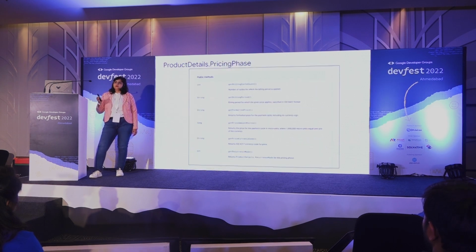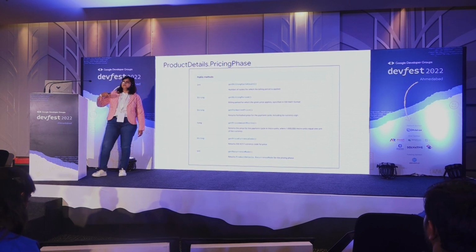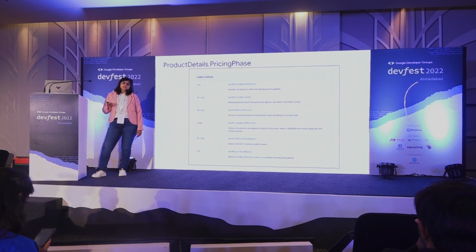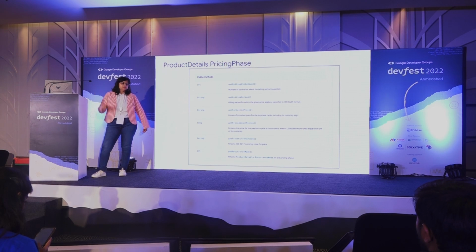Pricing phases again come under offers. Each offer's pricing phases have the billing cycle count for how many billing cycles your pricing phase is going to be rolled out, and the billing period, let's say monthly or yearly. Formatted price is the price as per the region. So for example, if you are in India, then it will give 120 rupees. If you are in the US, it will give $6 or something like that.